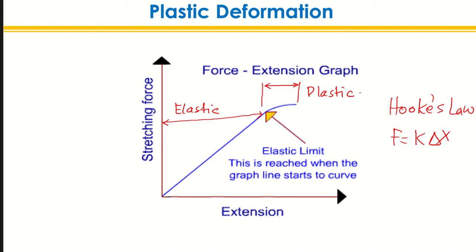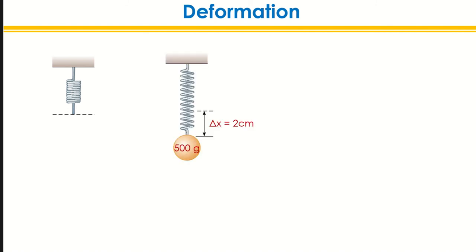So most of the applications of springs are in the elastic region, but we should know where the elastic limit is for a particular spring when we are using it in a certain application. Let's apply the knowledge gained. We have a spring attached to a spout, and it hangs with a certain length. We have put a load on it with a mass of 500 gram, and it has been extended by Δx, which is 2 centimeter.